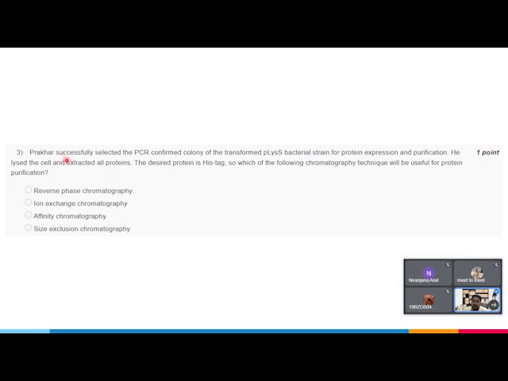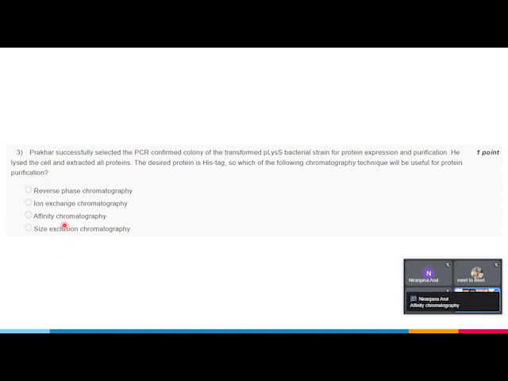So the third question is: Prakhar successfully selected the PCR confirmed colony of the transformed bacterial strain for protein expression and purification. He lysed the cell and extracted all proteins. The desired protein is histone. Which of the following chromatographic techniques will be useful for protein purification? The options are reverse phase chromatography, ion exchange chromatography, affinity chromatography, and size exclusion chromatography. Only one option is correct.